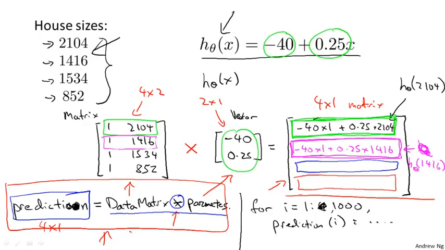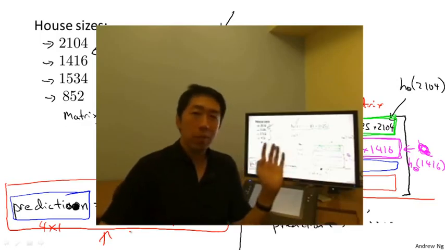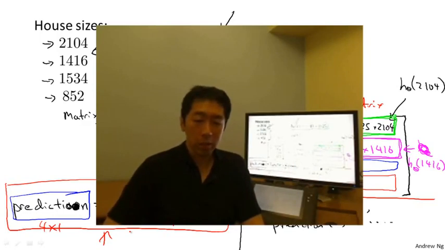So that's it for matrix vector multiplication, and we'll make good use of these sorts of operations as we develop the linear regression and other models further. But in the next video, we're going to take this and generalize this to the case of matrix-matrix multiplication.